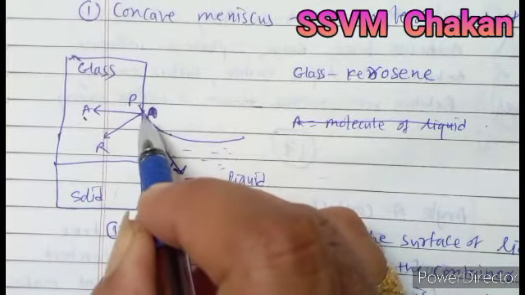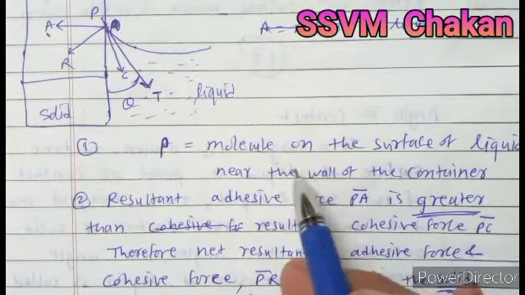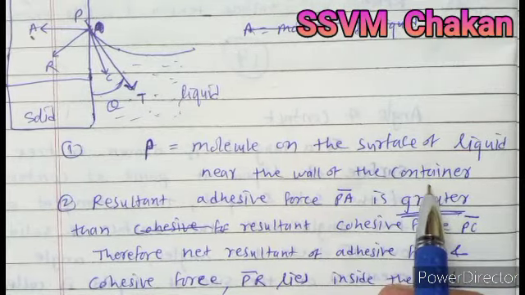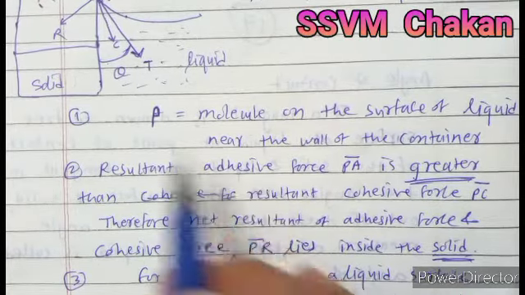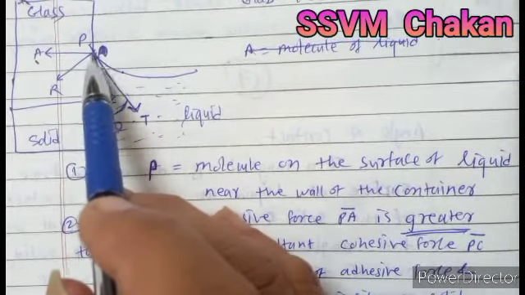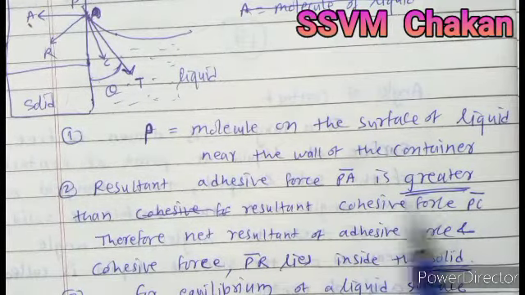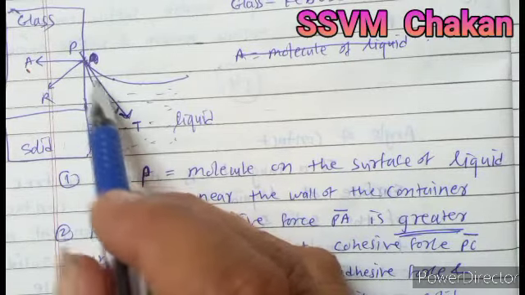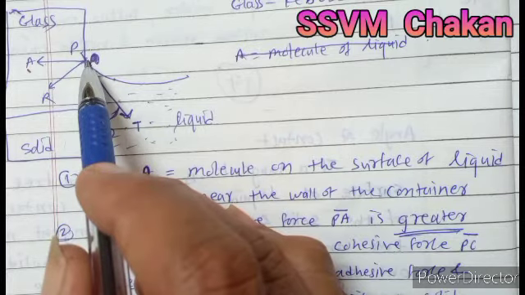So this is a diagram. It is a point P in contact with the glass. P is a molecule on the surface of a liquid near the wall of a container. The resultant adhesive force, that is the force applied by the glass molecules on this kerosene molecule at point P, PA bar, is greater than the resultant cohesive force PC bar. So PC bar is the cohesive force acting on the kerosene molecule at point P.